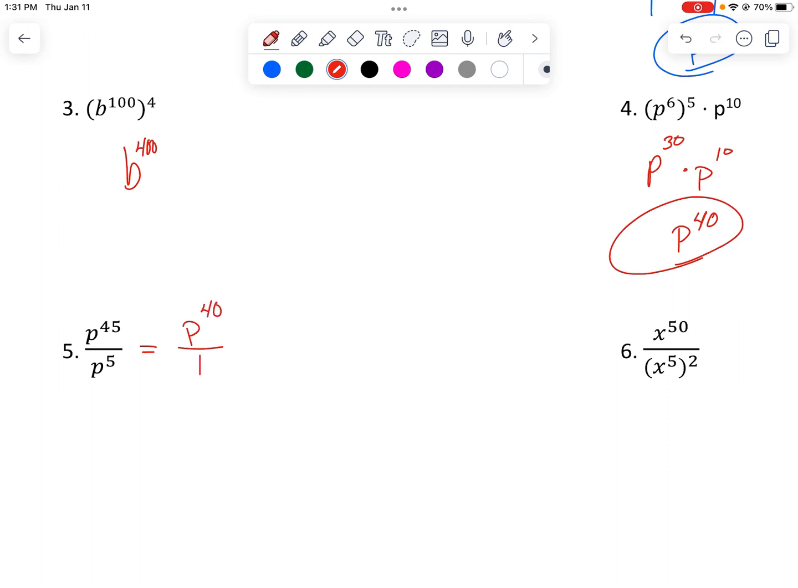And just as a placeholder, I'll put a 1. So why do I have 40 up top? Because I had more variables in the numerator, my answer goes in the numerator. If I had more variables in the denominator, then that would be down there.